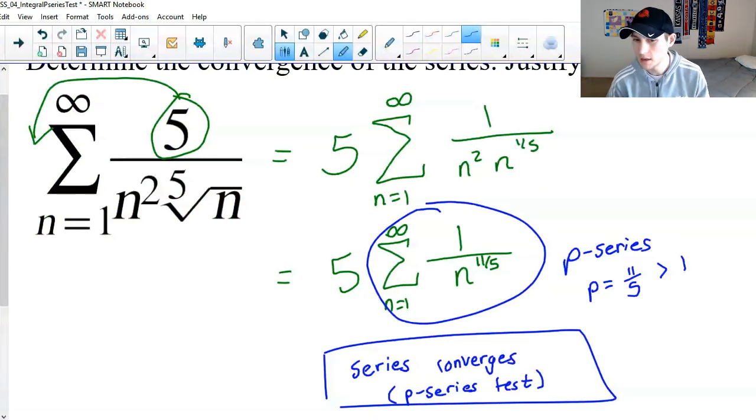Okay, so P series are pretty straightforward. Maybe you'll have to do a little bit of manipulation, like in this one, where you move some stuff around and combine some stuff to make it look like the form of a P series. But if that exponent is larger than 1, then you're good to go. It converges. If it's between 0 and 1, then it diverges.